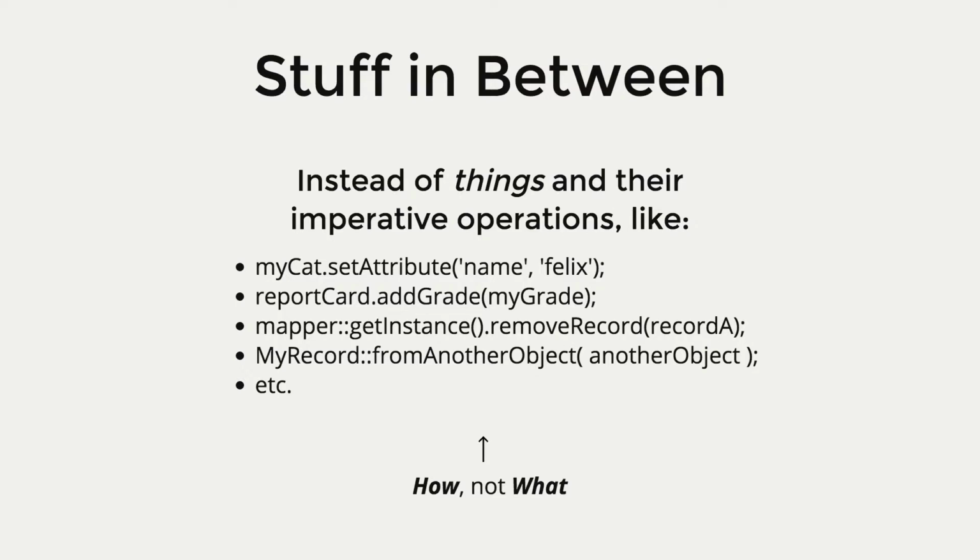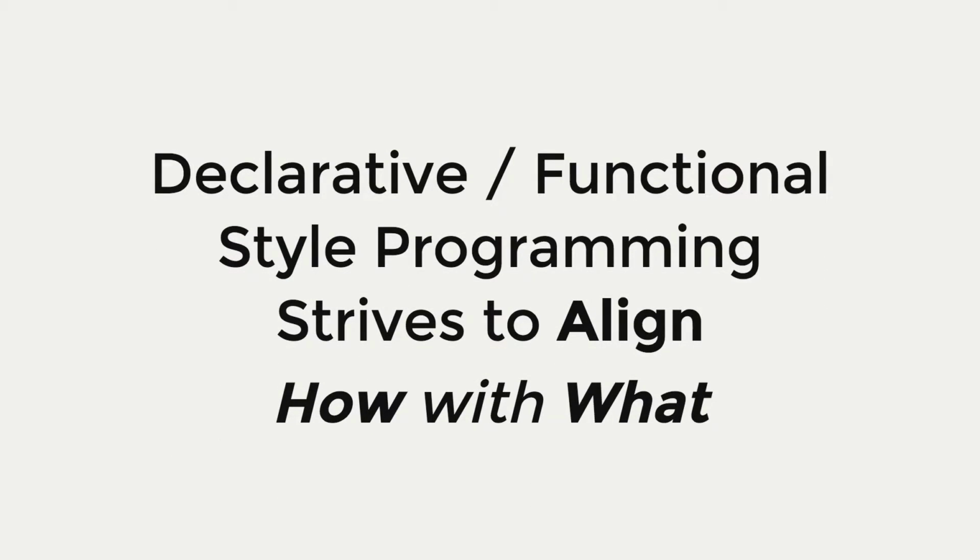So there's a couple of approaches you can take here. You can create a bunch of things that have imperative operations, like set attribute, or add grade, or remove record, or all this. But when you think about it, all that's kind of how, right? I mean, that's how you're doing stuff, but what is it you're doing? What do those things do in the middle? And so what we try to do is align the idea of how and what. Make them the same thing, okay?